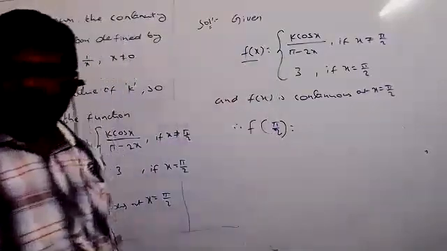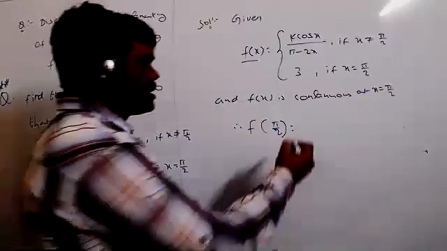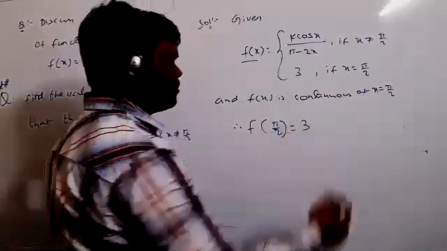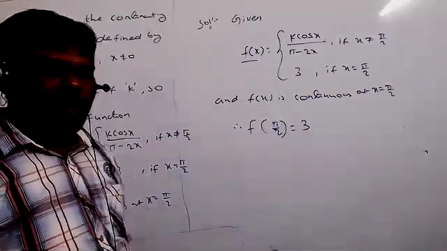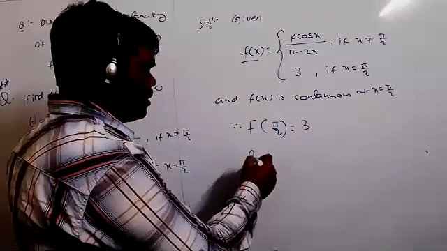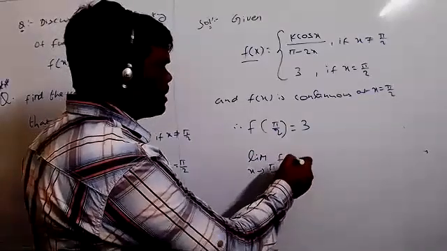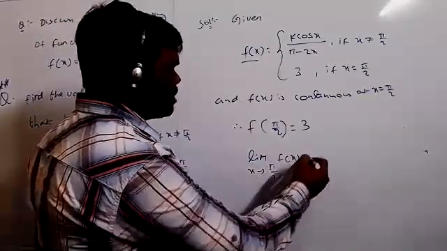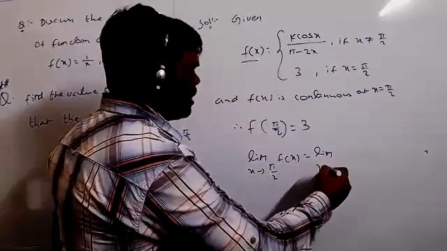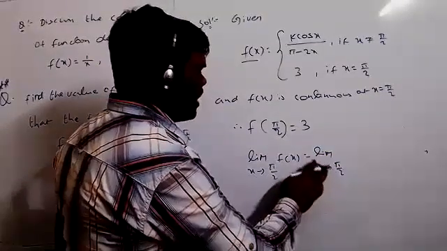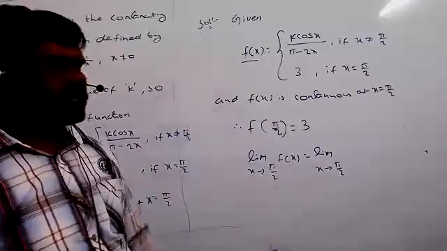So it is equal to 3. So the first one it is 3. Next you can find the limit. So the limit as x tends to pi by 2 of f of x is equal to... Here, what is the function we will take? So limit x tends to pi by 2. Now, what is the function?